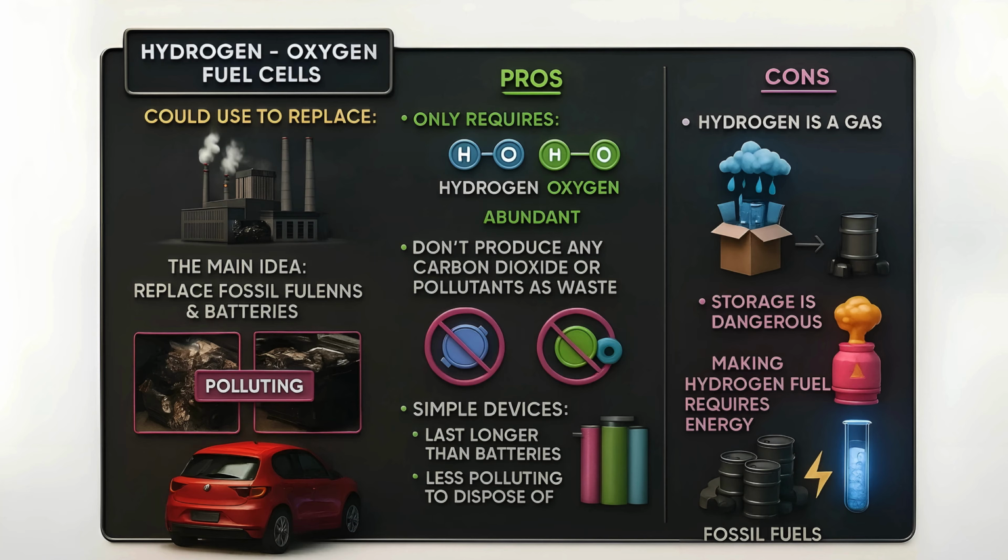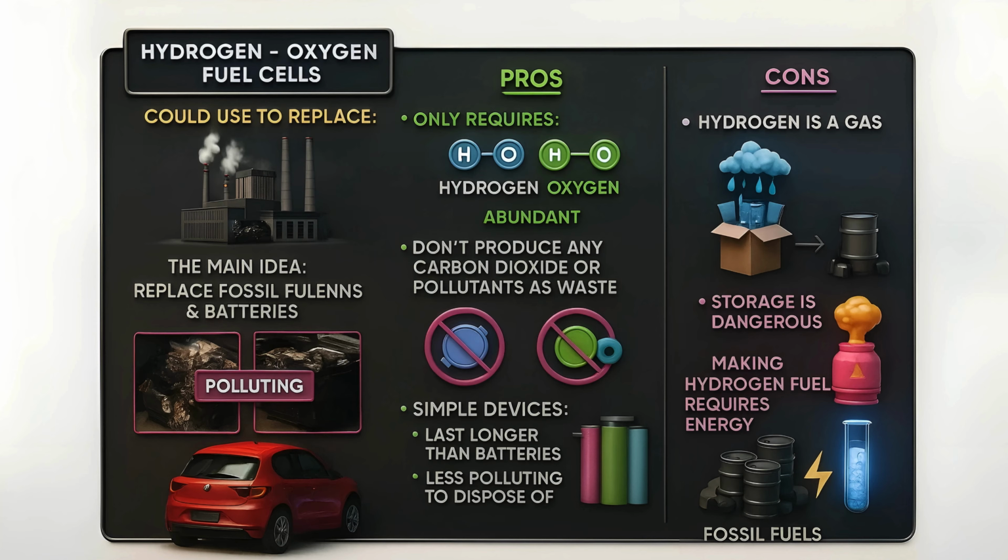Another benefit is that fuel cells are relatively simple in design and can last longer than traditional batteries. They are also easier and safer to dispose of at the end of their life compared to the toxic materials used in conventional batteries. However, there are also some drawbacks. Hydrogen gas takes up a lot of space because it is very light and less dense than liquid fuels, making it difficult and expensive to store. It is also flammable and can be explosive when mixed with air, which requires careful handling and safety systems.